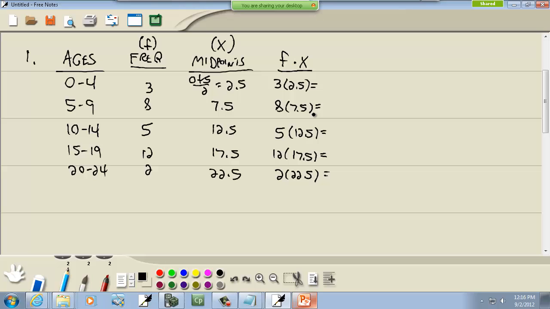So 3 times 2.5, 7.5. 8 times 7.5 gives us 60. 5 times 12.5, 62.5. 12 times 17.5, 210. And 2 times 22.5 gives us 45.